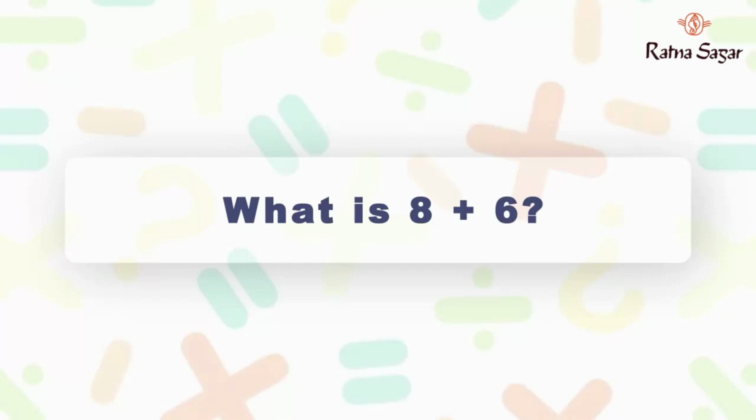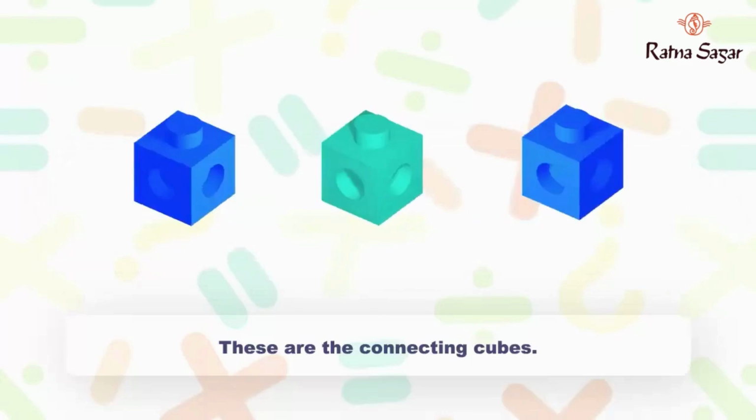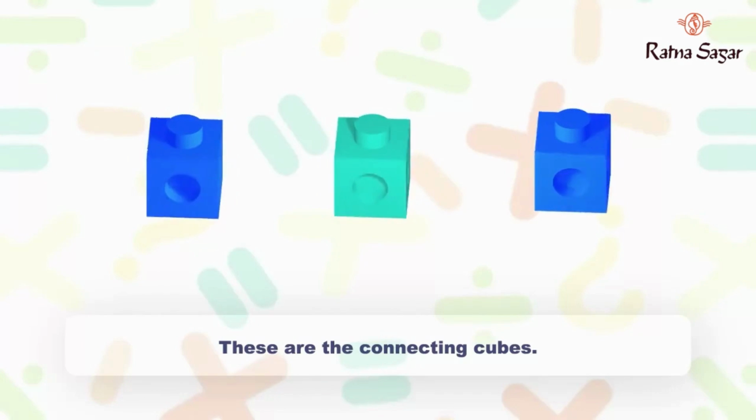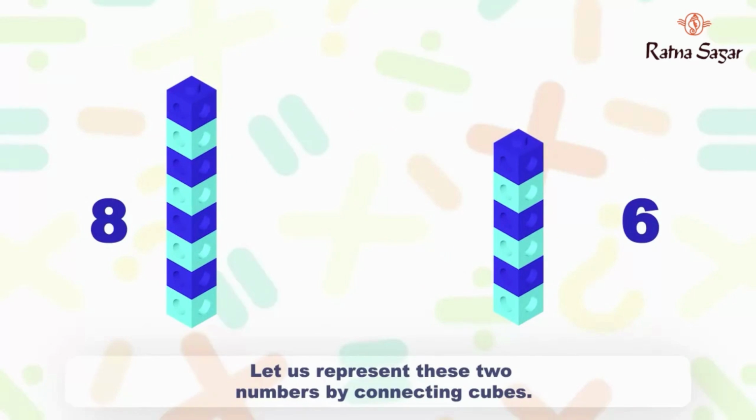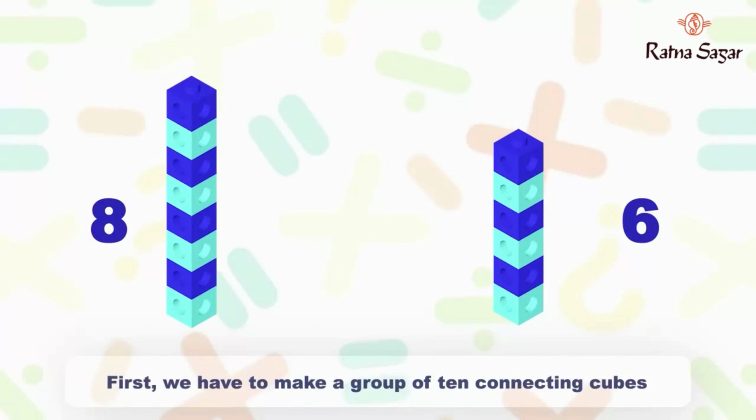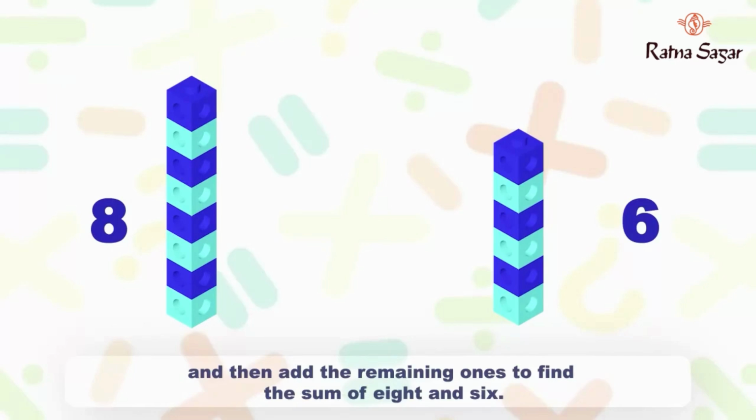What is 8 plus 6? These are the connecting cubes. Let us represent these two numbers by connecting cubes. First, we have to make a group of 10 connecting cubes and then add the remaining ones to find the sum of 8 and 6.